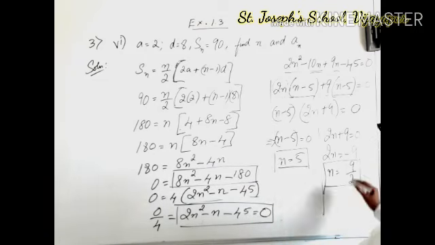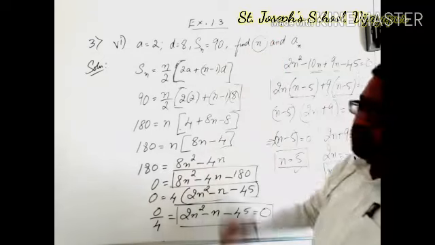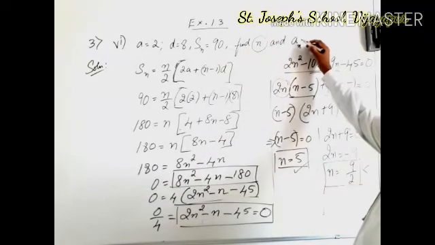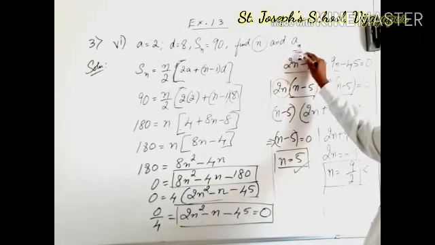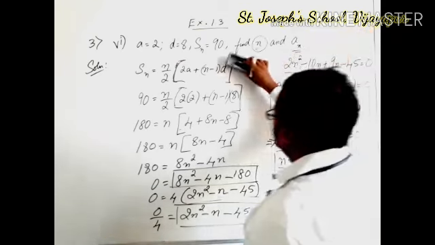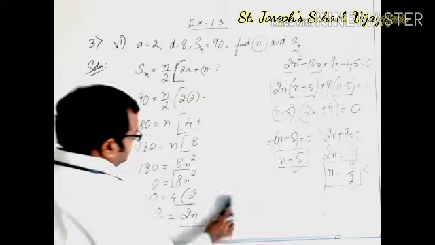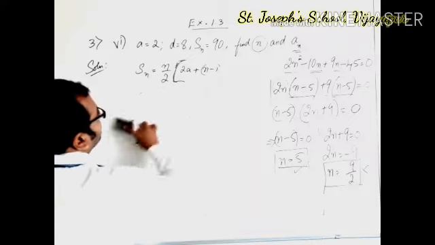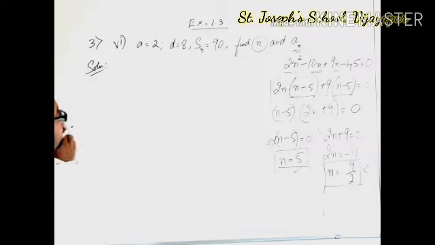n value is 5. So we got the first part, that is n. Now they have asked us to find an. An value, n should be replaced with 5. So let us go for that. The last part, this is very simple. Let's go with that. An value.